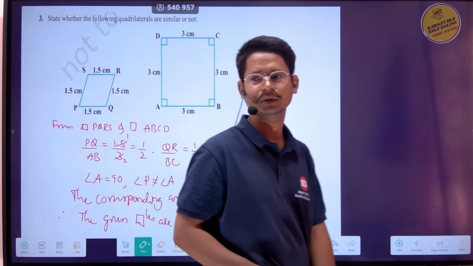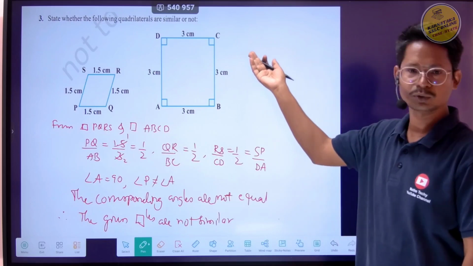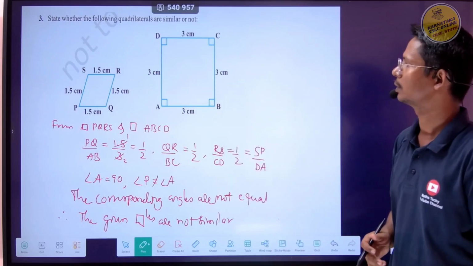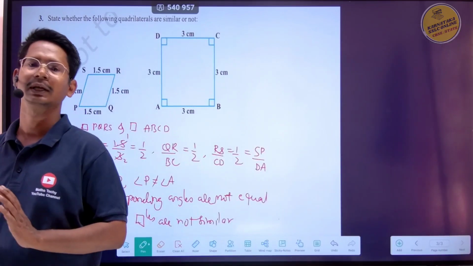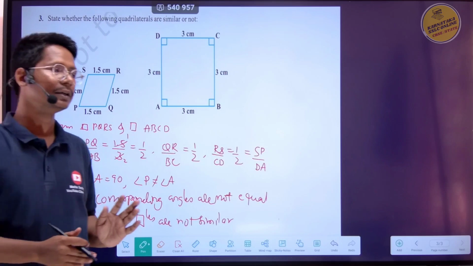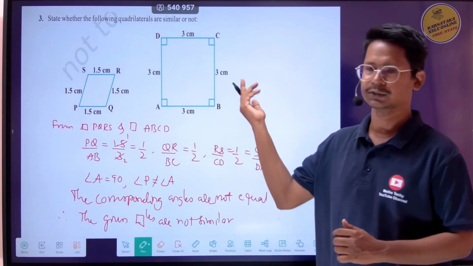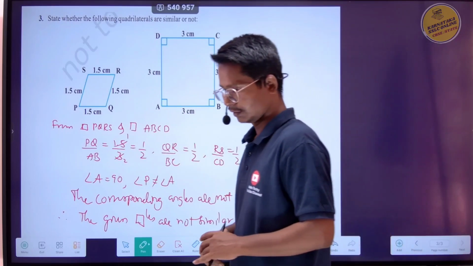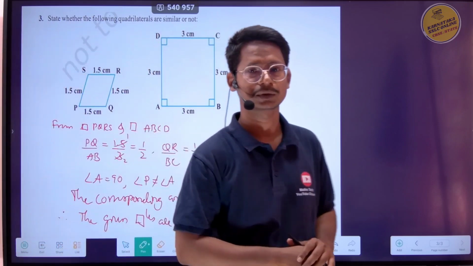I wrote it in brief. So when any one condition of similar figures is not satisfied, then I can say the given two figures are not similar. This is how you need to check the corresponding angles and the corresponding sides ratio, which is called a proportion. If both conditions are satisfied, then such figures are called similar. Fine. So we have completed exercise 6.1.